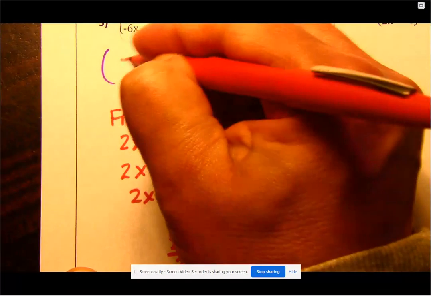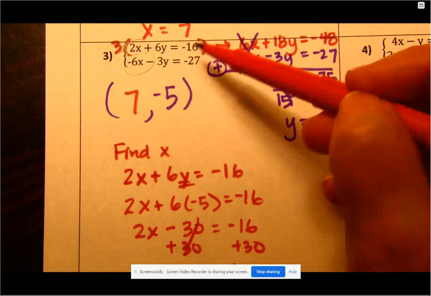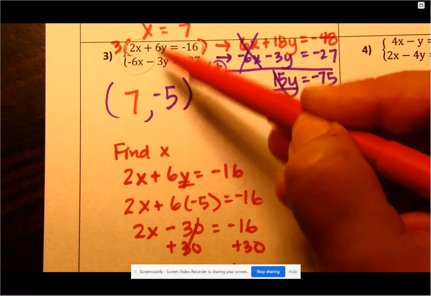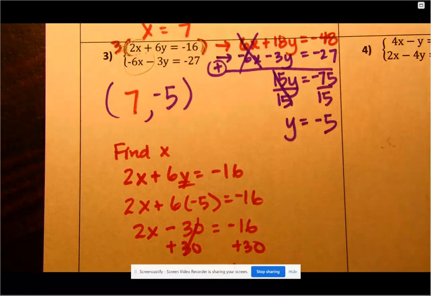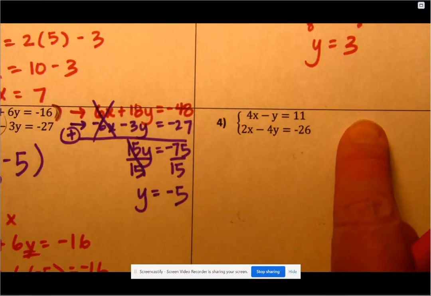Once again, you could algebraically verify by plugging it both in, making sure it equals negative 16 in the top equation, or negative 27, or type both original equations into Desmos and make sure they intersect at 7, negative 5. Okay, last one. Another good candidate for elimination.